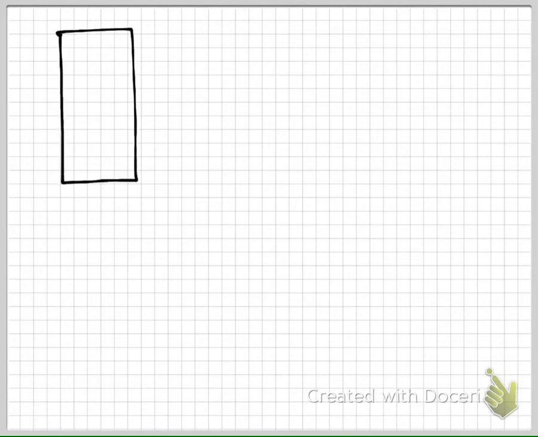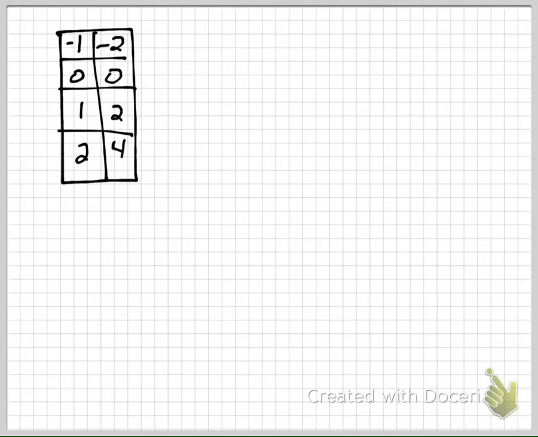We'll do one more together, and then I'm going to let you try one. Here's negative 1, 0, 1, and 2. And then we have negative 2, 0, 2, and 4. Okay? This is what we're going to do.